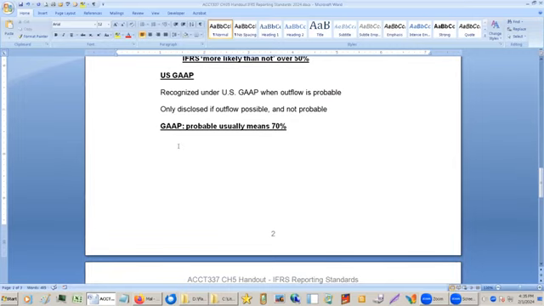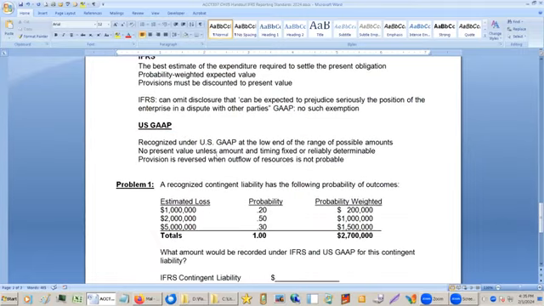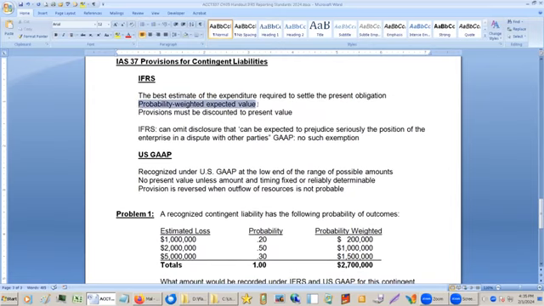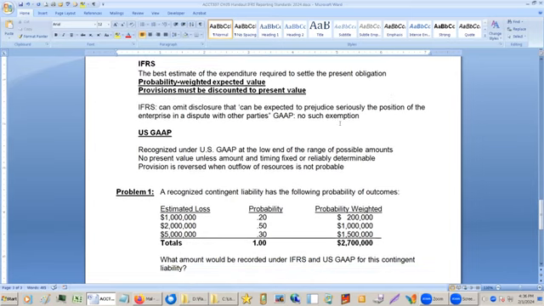Okay. All right. So here's how this kind of works out. We'll come down here. We'll do a problem that kind of shows it. International standards: if you put this on the books, you're going to put this on the books at the probability weighted expected value. And you'll also discount that in case they are going into the future, usually, you know, more than a year in the future.